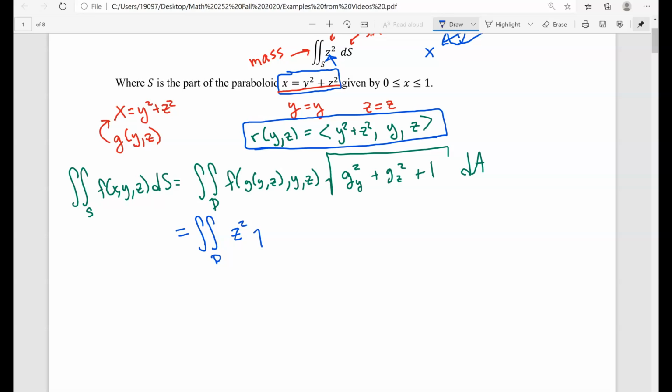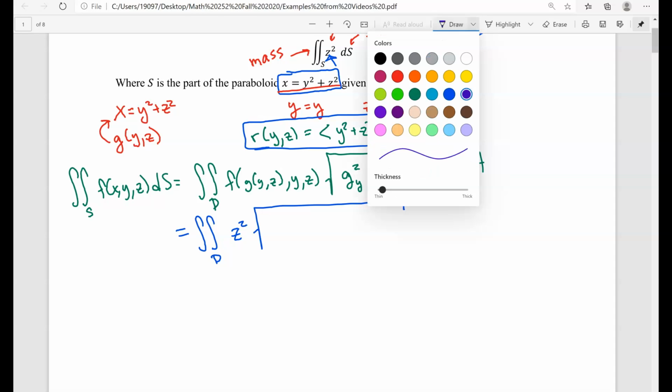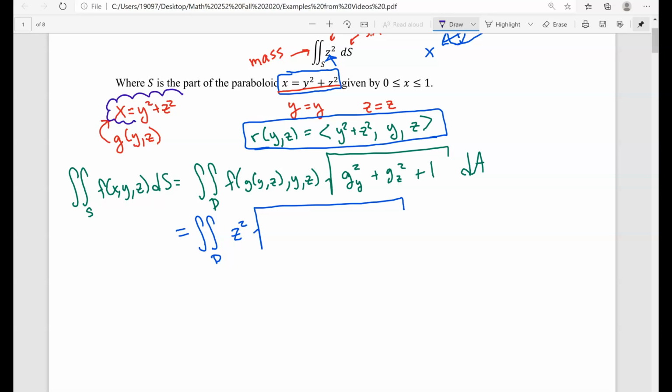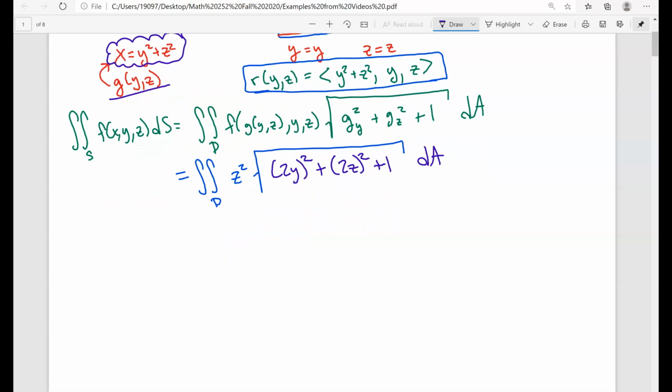Okay, and now we have the square root of the derivatives. So let's take the partial derivative with respect to y. That corresponds with this, because remember, that was g of y, z. So the partial derivative in that case is 2y. Then we're going to square that. Then the other one's 2z. We're going to square that, and then plus 1 dA. All right, so this is going to be the double integral over the region D of z squared, and on the inside, we're going to have 4y squared plus 4z squared plus 1 dA.